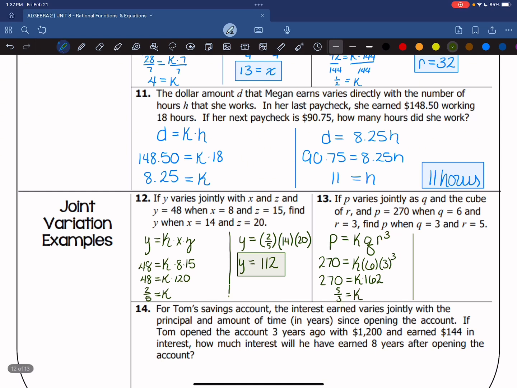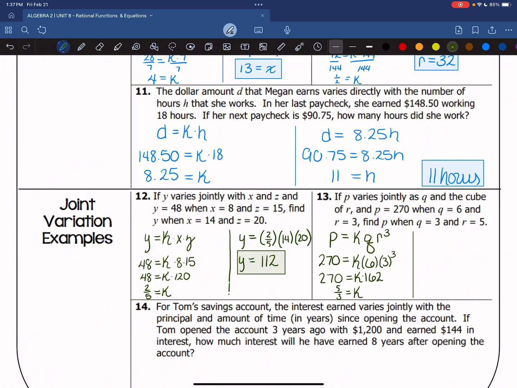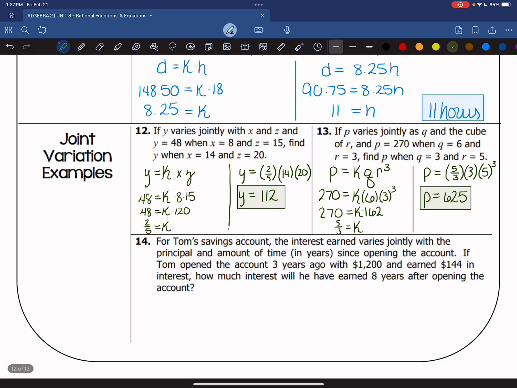So now let's go ahead and answer and find what is P. We know our K is 5/3. If Q is 3 and our R is 5, 5 is, again, having to be cubed. If we go ahead and take and find the product there, that's going to be that P is 625. There we go.